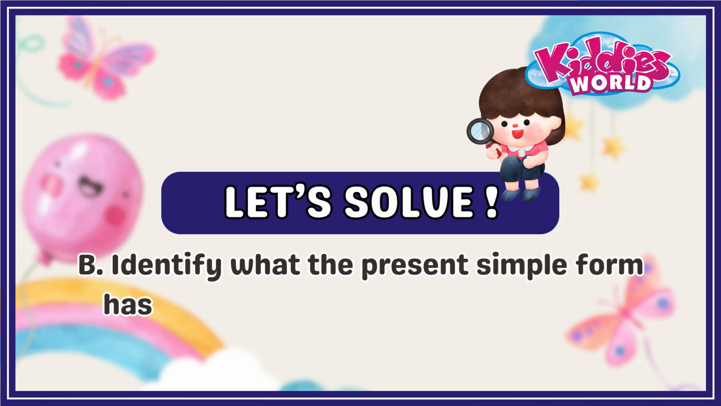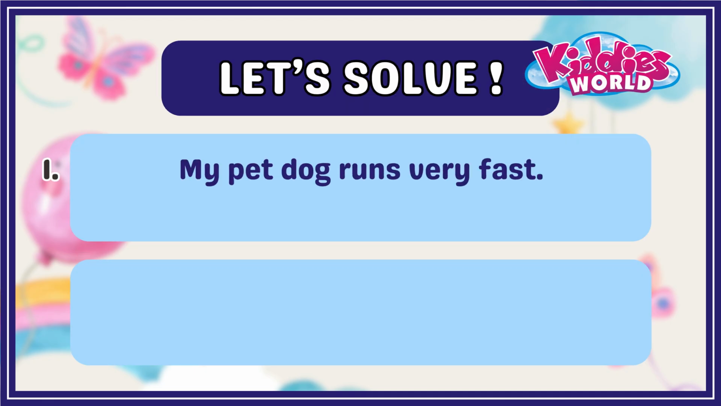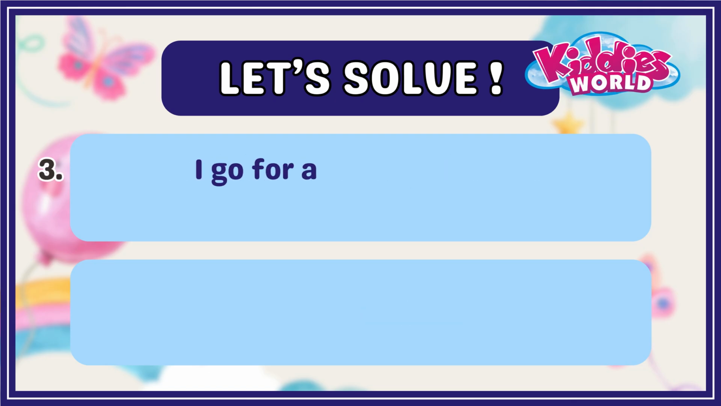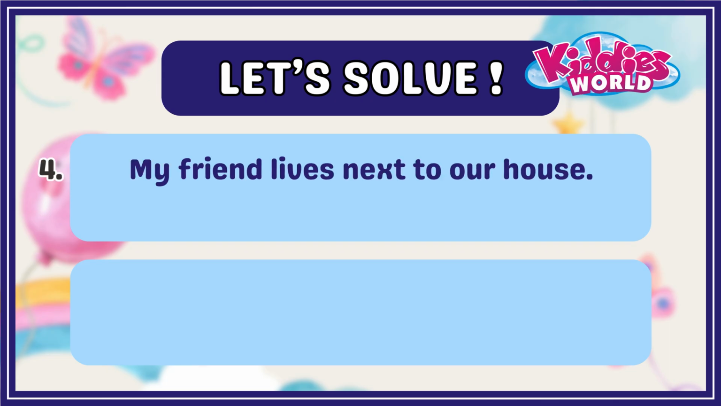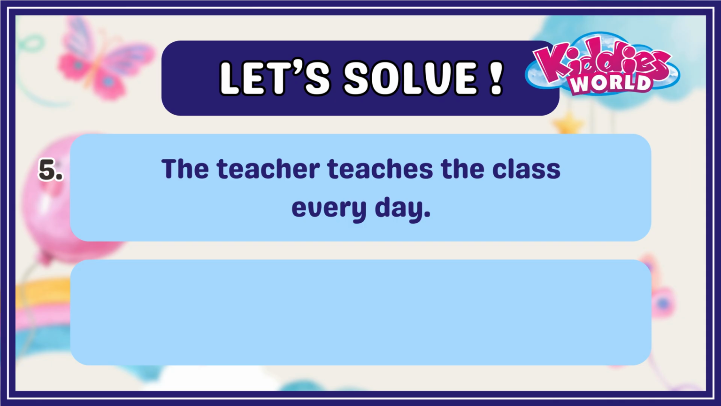Now let's identify what the present simple form has been used to convey: fact, habit, or true now on the basis of their use. My pet dog runs very fast. Fact. Nandini makes very nice sushi. True now. I go for a body checkup every 6 months. Habit. My friend lives next to our house. True now. The teacher teaches the class every day. Habit.